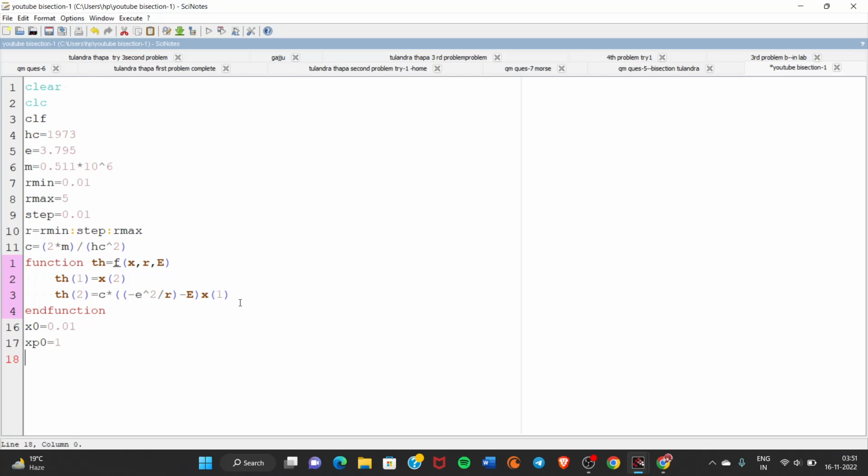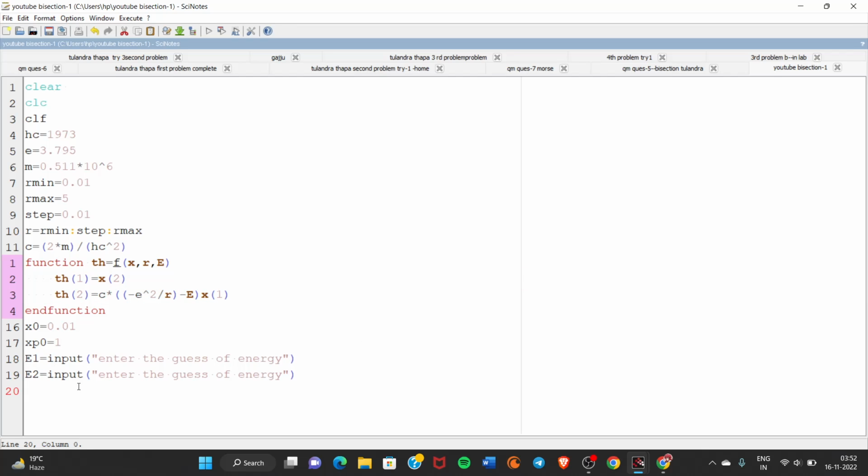Since we are doing this question by the bisection method, we have to make sure to input two values, or two random guesses, from the user. For inputting the two random guesses, you should just write input, guess of energy, and you can write like this. Similarly you can copy the statement, control C and control V, and write here E2. So this is what we have done till now.